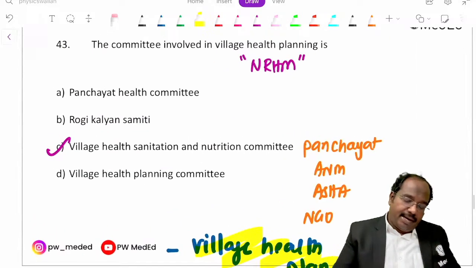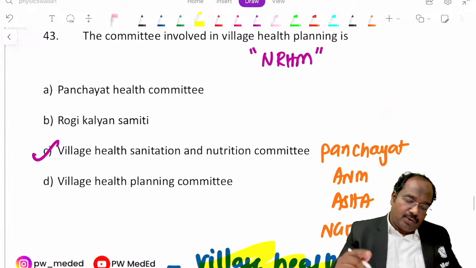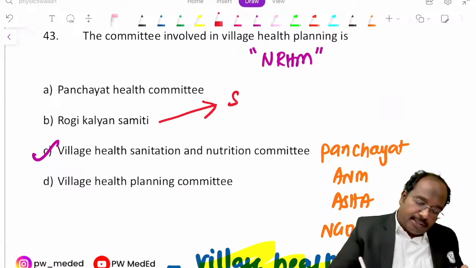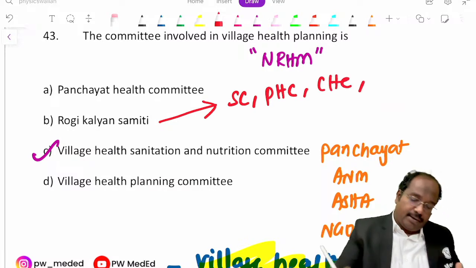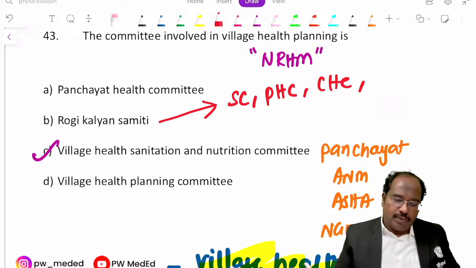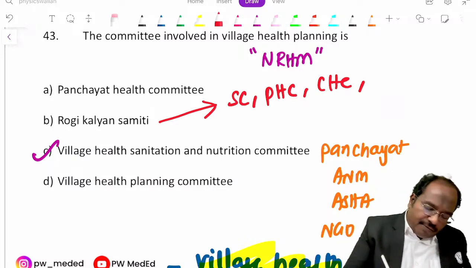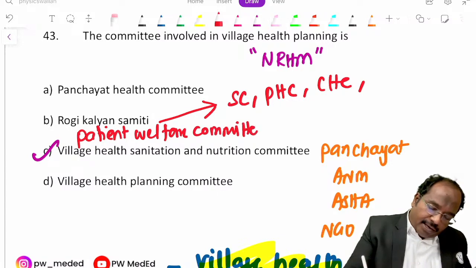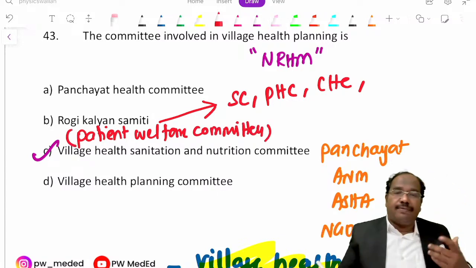The second committee under NRHM is called Rogi Kalyan Samiti. This will be separately for the subcenter, PHC, and CHC. These are called patient welfare committees. So what is the use of this committee?